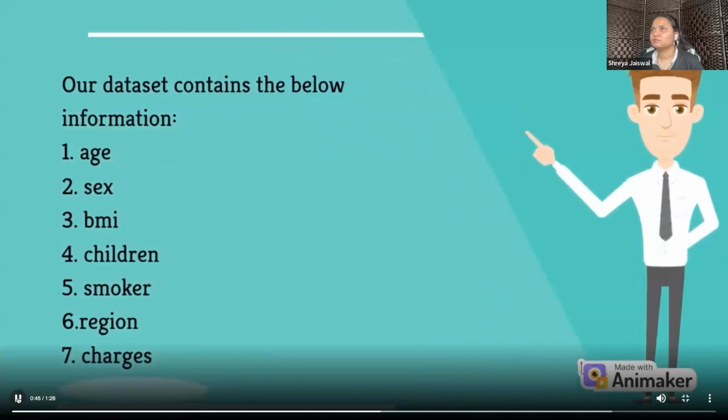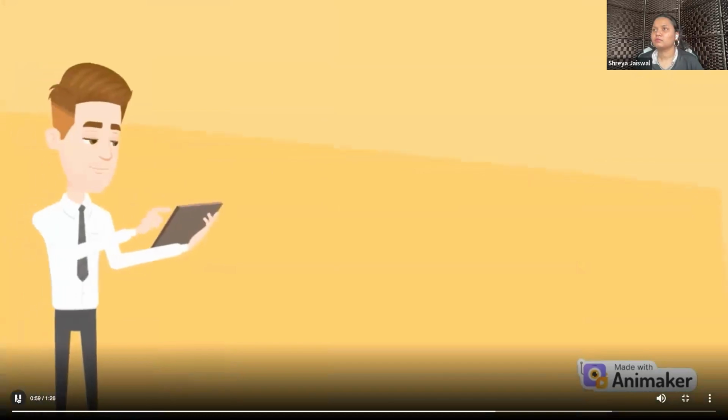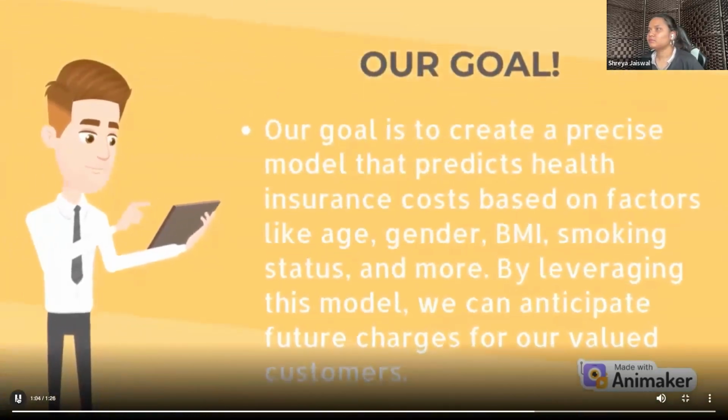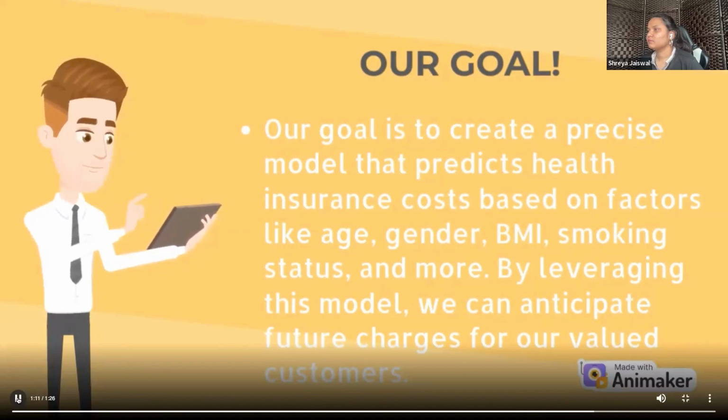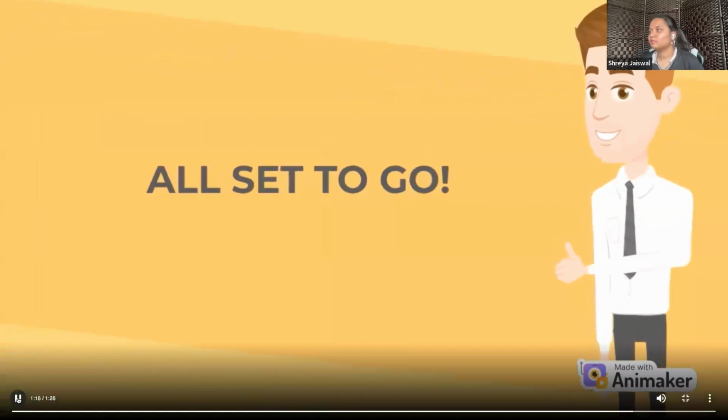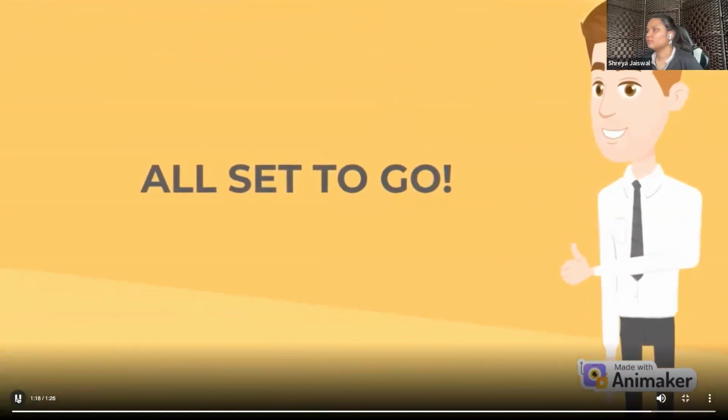Let's talk about the project my team is working on. We have been given a dataset containing information about our clients. This dataset includes client information such as age, sex, BMI, number of children, whether the person smokes, region, and the charge our clients pay for their health insurance. Our goal is to create a precise model that predicts health insurance costs based on factors like age, gender, BMI, smoking status, and more. By leveraging this model, we can anticipate future charges for our valued customers. Shreya, now you can take on this exciting case study and explain how machine learning is implemented in a straightforward way.